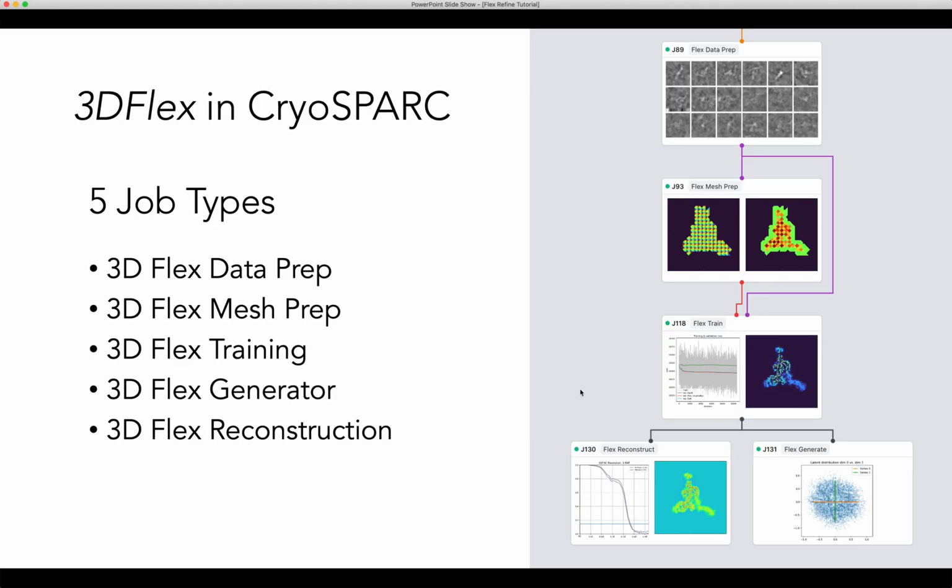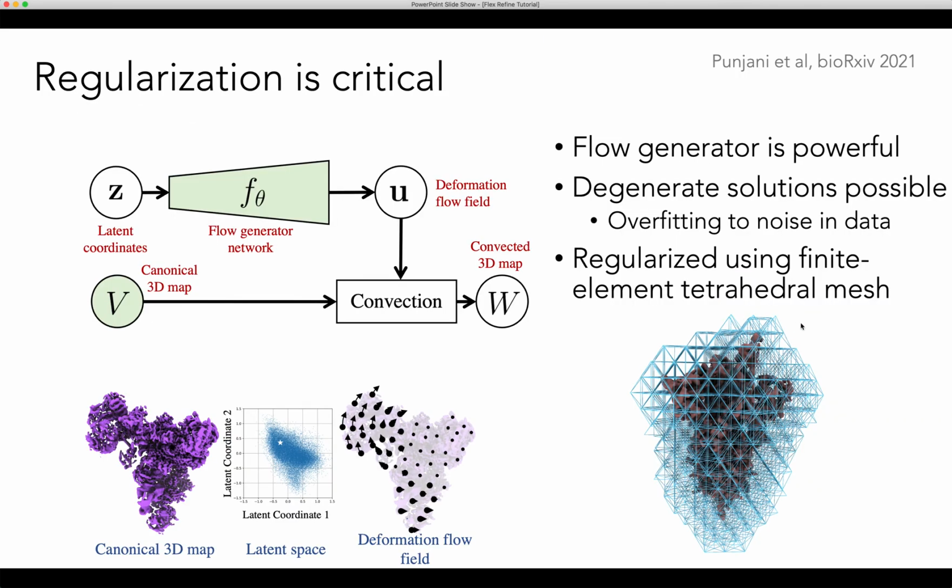As we saw in the first 3D Flex tutorial, there are 5 job types that make up the 3D Flex workflow, and the 3D Flex mesh prep job is used to create a tetrahedral mesh, which the 3D Flex model uses to represent deformations of the canonical density under that mesh. Here's an example of a tetrahedral mesh for the COVID spike protein.